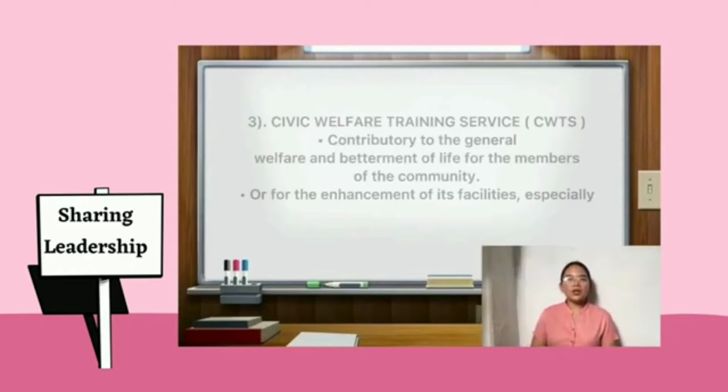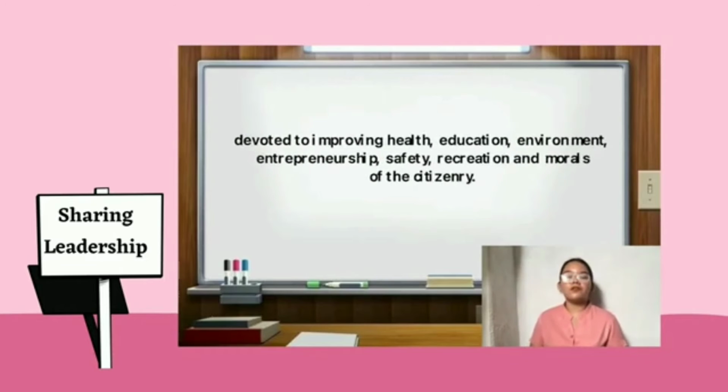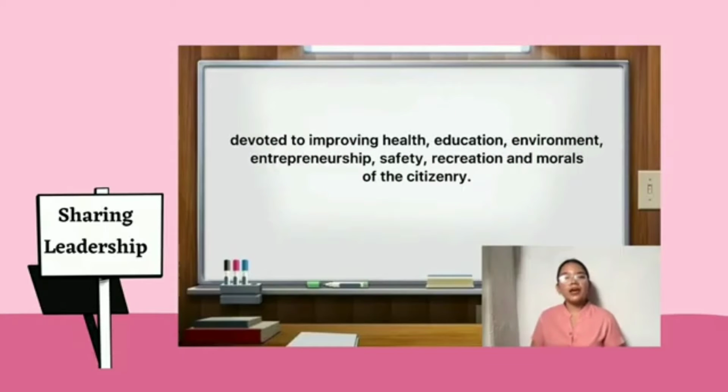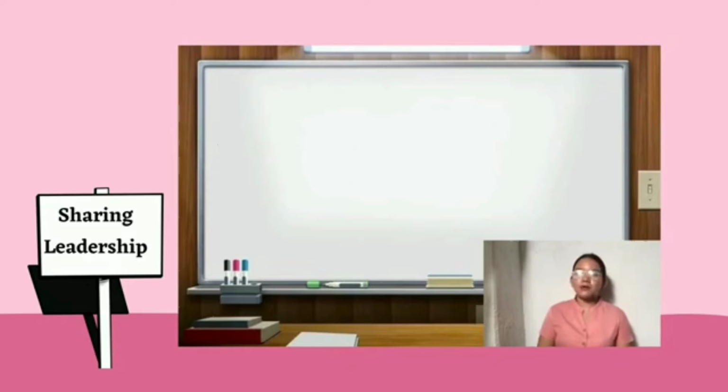Last one is Civic Welfare Training Service or CWTS, contributory to the general welfare and betterment of life for the members of the community, or for the enhancement of its facilities, especially those devoted to improving health, education, environment, entrepreneurship, safety, recreation, and morals of the citizenry. So that's the end of our topic for the introduction of NSTP. Do you have any question or clarification?